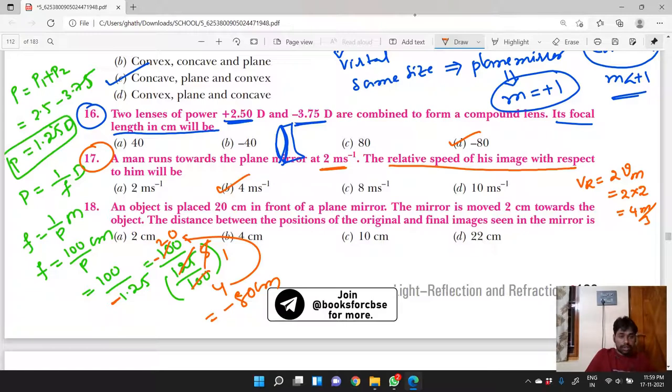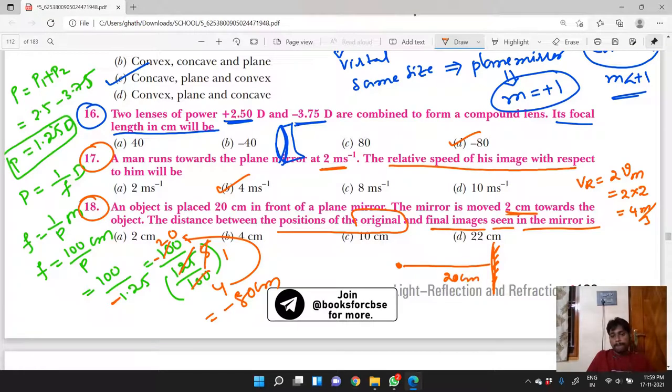Next, 18th question. An object is placed 20 centimeter in front of a plane mirror. The mirror is moved 2 centimeter towards the object. The distance between the position of original and final images seen in the mirror is. So this question is a very simple question. Let us assume this is a plane mirror initially. So the object is placed at 20 centimeter in front of this. Image also forms at 20 centimeters only. So total distance will become 40 centimeters initially.